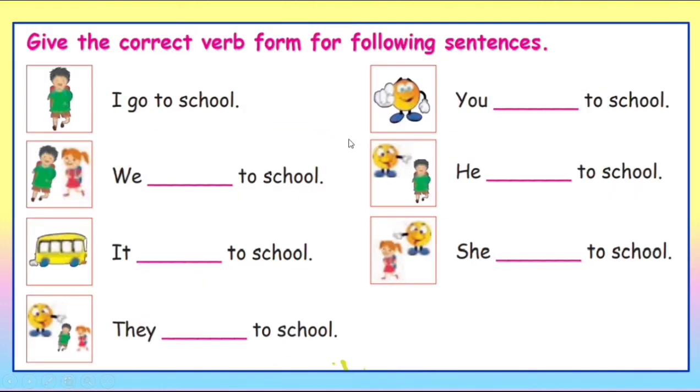Give the correct form of the verb for the following sentences. You have to use the correct form of go. I go to school. So what will it be? We go to school. It goes to school. They go to school. You go to school. He goes to school. She goes to school. You will solve this exercise in your notebook.